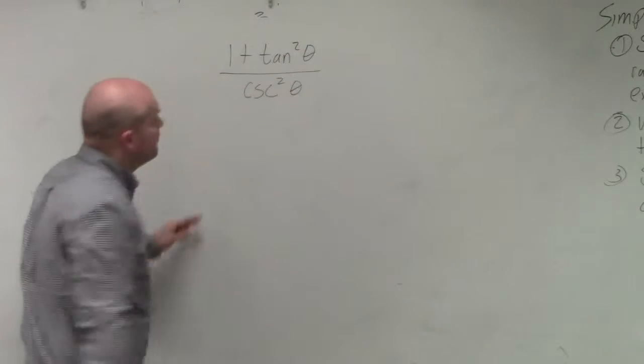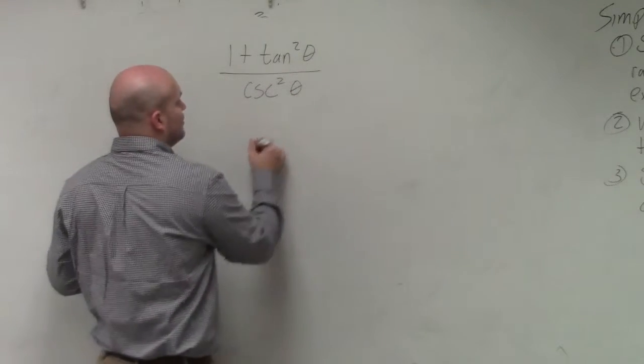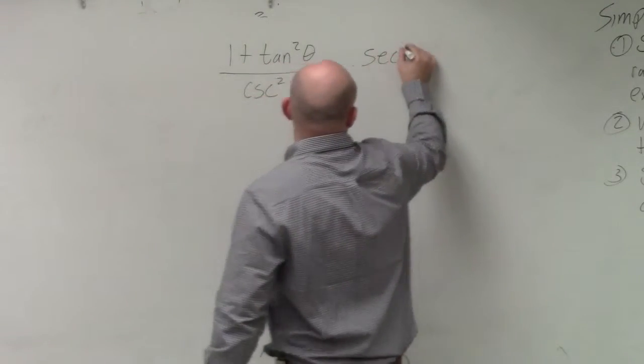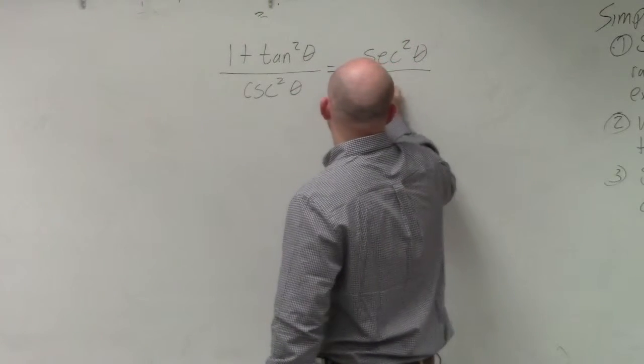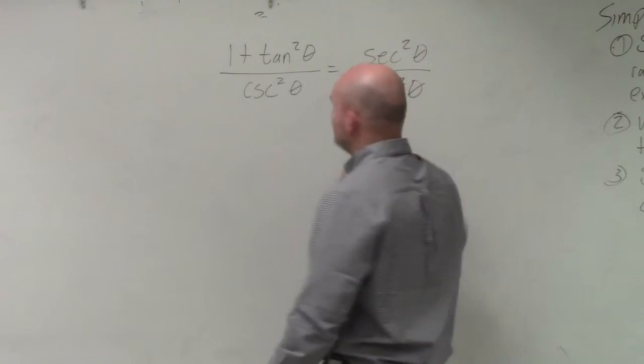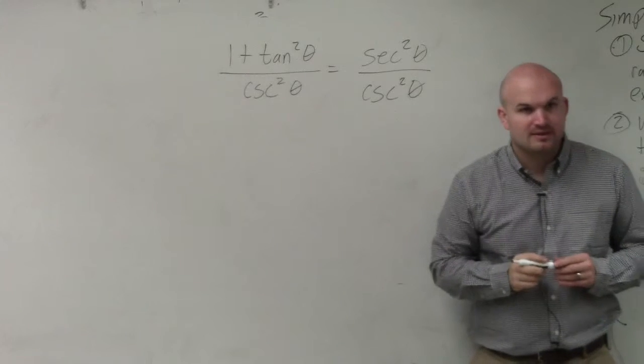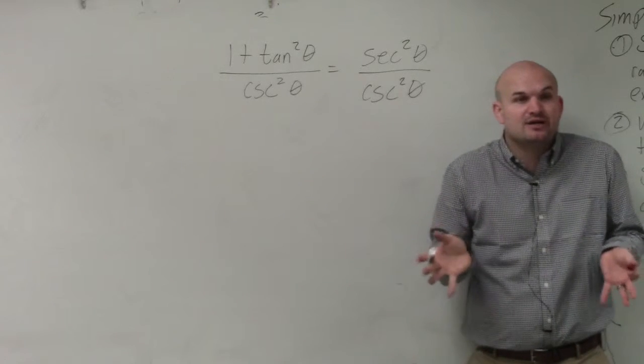So I will write 1 plus tangent squared. I know that is equivalent to secant squared of theta over cosecant squared of theta. Would everybody agree with me? This is much easier for me to simplify down to a quantity.